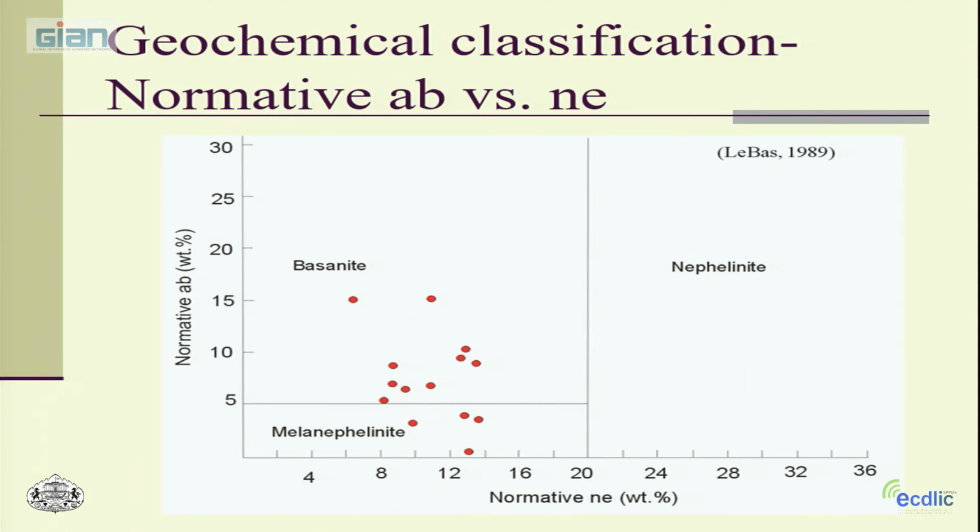And while doing the classification further on the basis of the normative nepheline content, you can see this is the basanite and melanephelinite distribution that has been seen. Some of them are very transitional, they neither completely are basanite nor melanephelinite, somewhere on the border, but a few of them completely define two different fields. Okay.